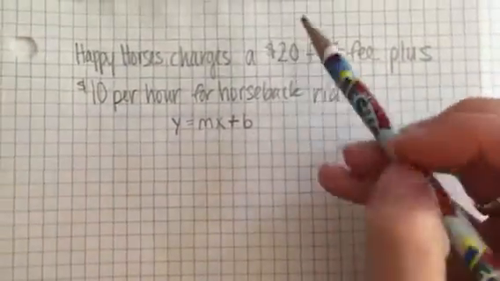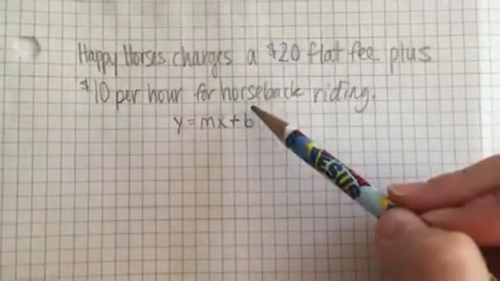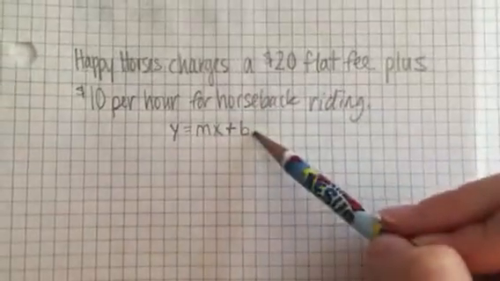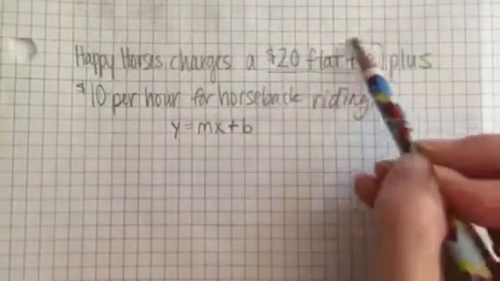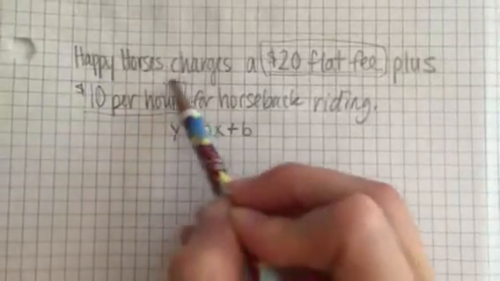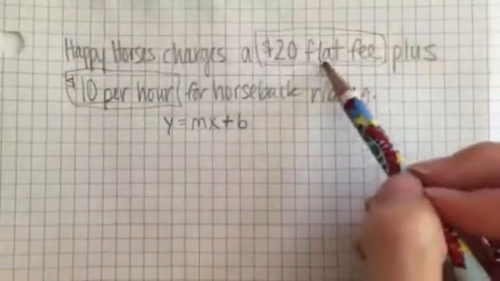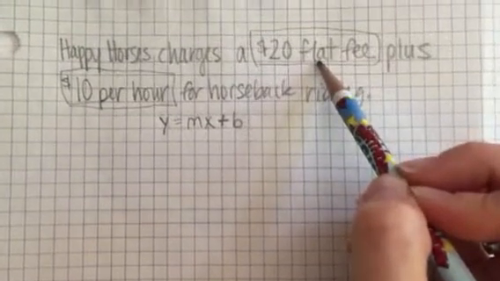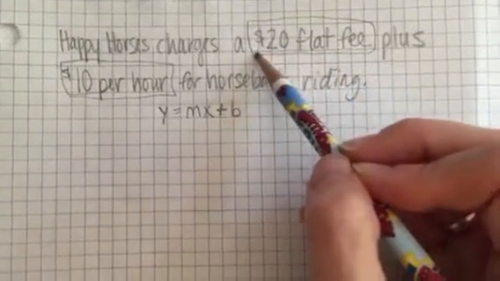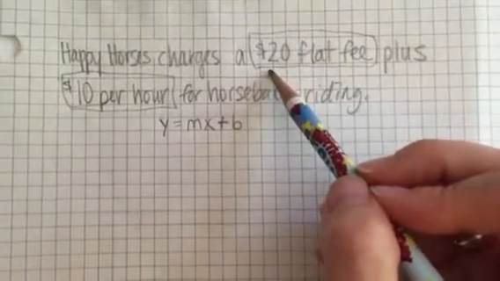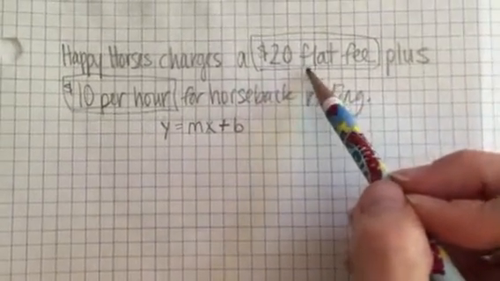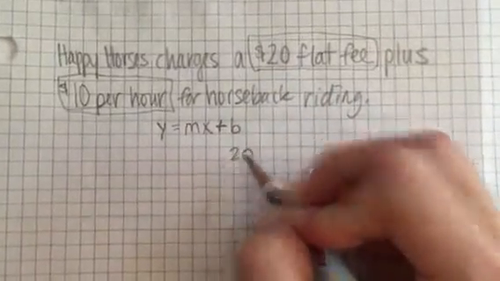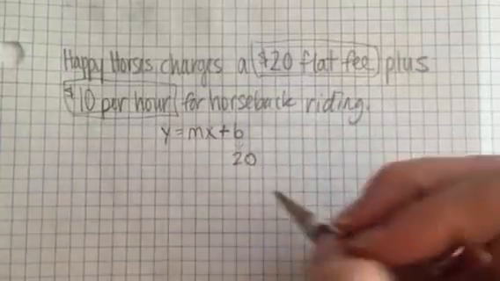So now I need to look through my word problem and find out what numbers I know and where I can put them into my equation. So I know I have a $20 flat fee and I know I have a $10 per hour charge. In a word problem, a flat fee is the starting rate. That's what you would have to pay even if you don't rack up any additional charges for whatever reason. So my starting point is going to be my b, my y-intercept. So I know I'm going to have 20 for b.